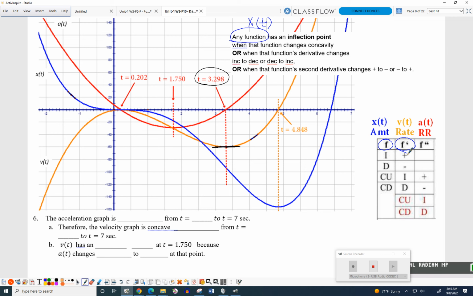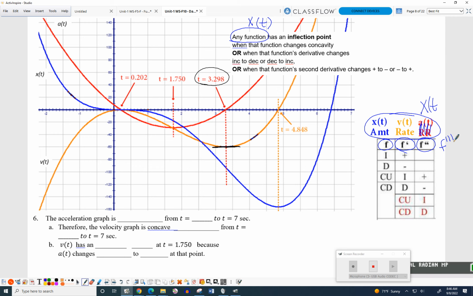Column after column after column, the pattern just repeats forever. So you can put these column headings anywhere you want. They just have to always be in the same order: position, velocity, acceleration. So I could have easily put the position here in this column, thinking of position as being f double prime. It doesn't matter. That would make velocity f triple prime. Just be aware of that so you're not fooled on some future question.